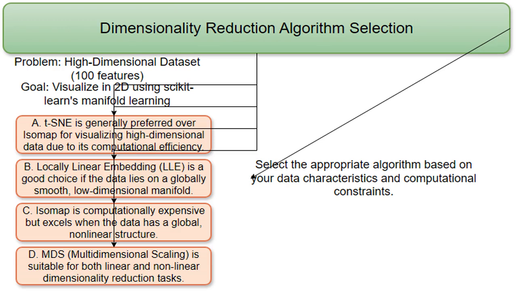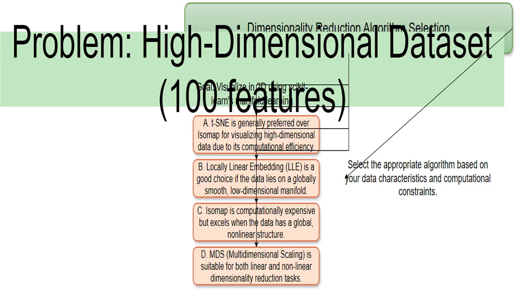I'm selecting the best algorithm to shrink my 100-feature dataset down to just 2 features for easier visualization. Think of it like taking a really complicated 3D map and making a simpler 2D version. My data has 100 different characteristics for each data point. That's a lot of information to handle. I need to find a way to simplify it.